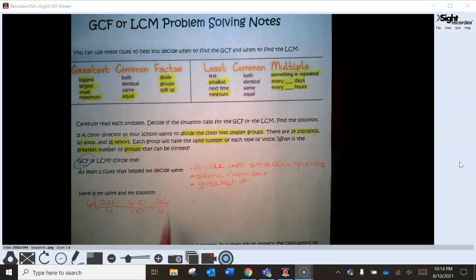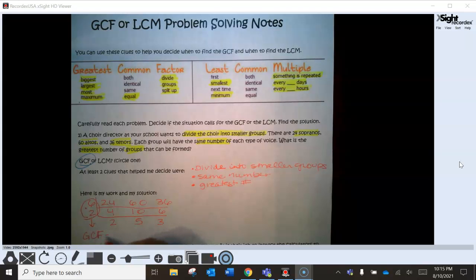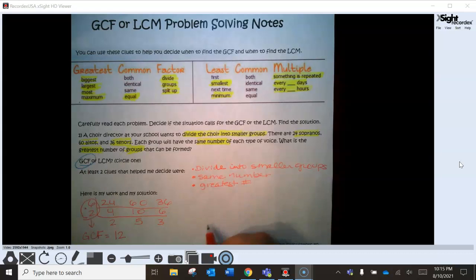Can anything go into those numbers? Why, yes it can. And you're right, they're all even, so 2 goes into all of them. 2 into 4 is 2, 2 into 10 is 5, and 2 into 6 is 3. Now there's not a number other than 1 that can go into there. They don't have a common factor for us to divide out. So that means our GCF is on the left. We're going to multiply those two numbers. So 6 times 2 is 12. So that means we can have 12 groups.